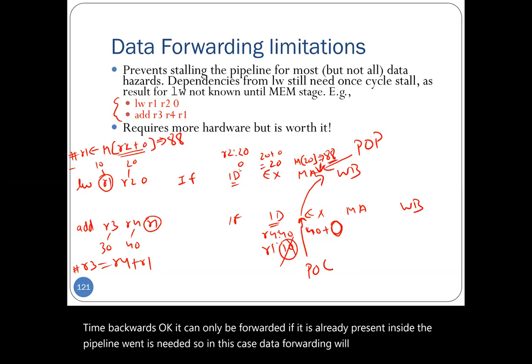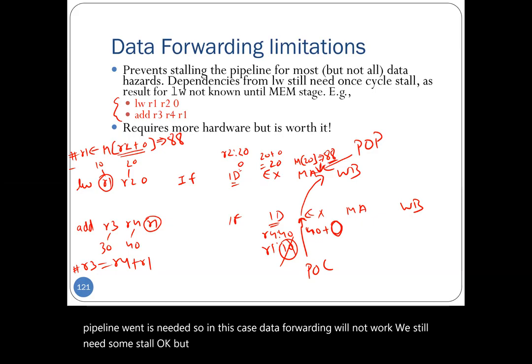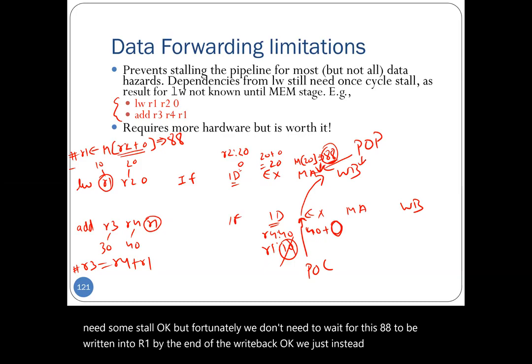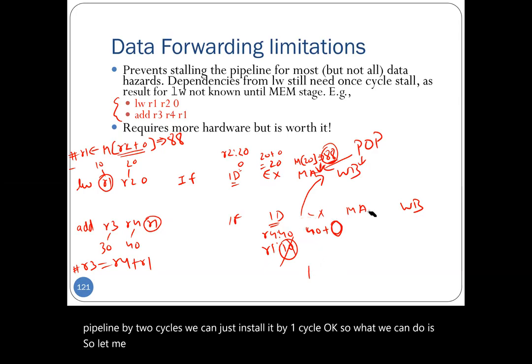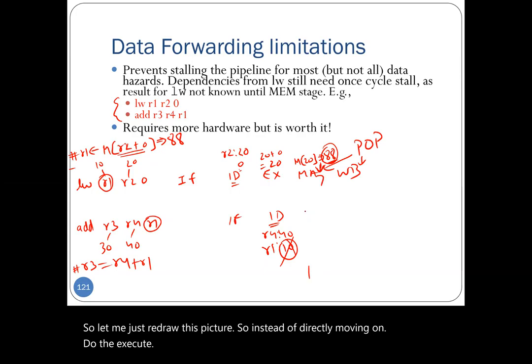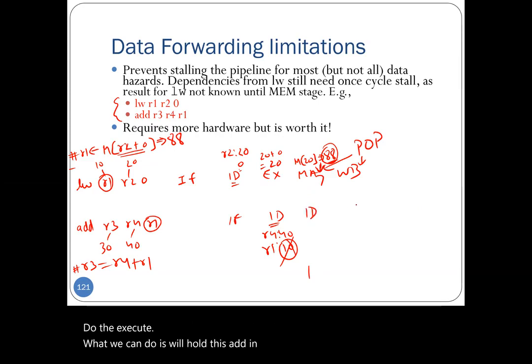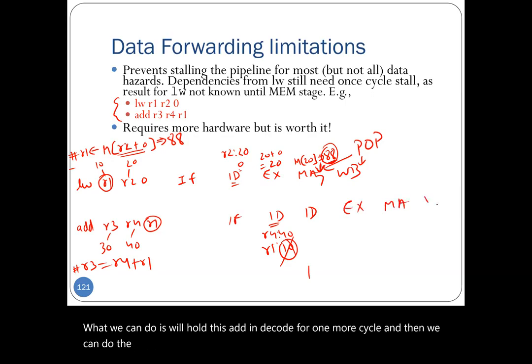Okay, but fortunately we don't need to wait for this 88 to be written into R1 by the end of the write back. Instead of stalling the pipeline by 2 cycles, we can just stall it by 1 cycle. So let me just redraw this picture. Instead of directly moving on to the execute stage, we'll hold this add in decode for 1 more cycle, and then we can do the execute, memory access, and write back. So there will still be a stall of 1 cycle.